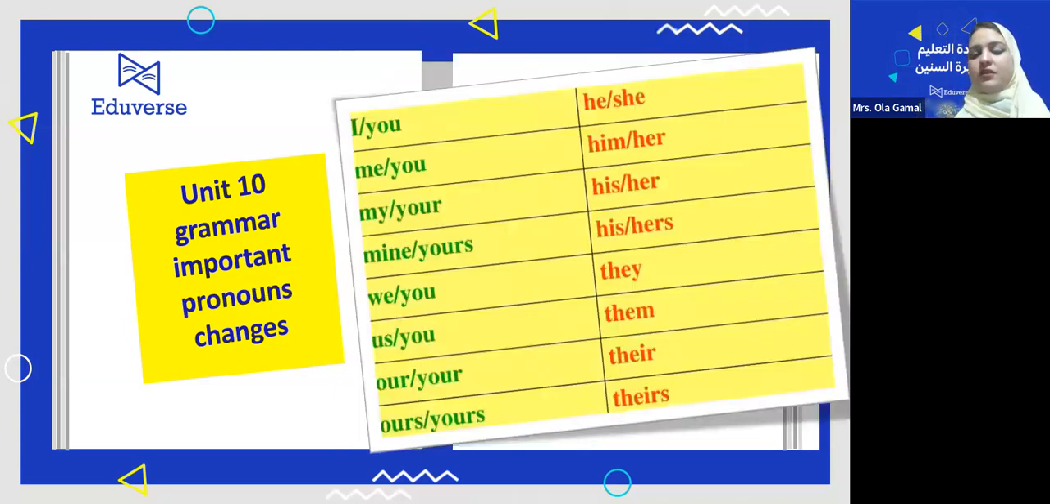Here are the changes in the pronouns. I and you become he and she according to the subject in the sentence. Me and you change to him and her according to the subject. My, your become his and her. Mine and yours, his and hers. We and you become they. Us and you, them. Our and your, their. Ours and yours, theirs.